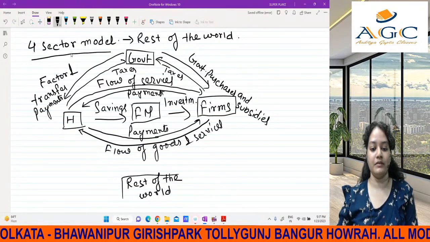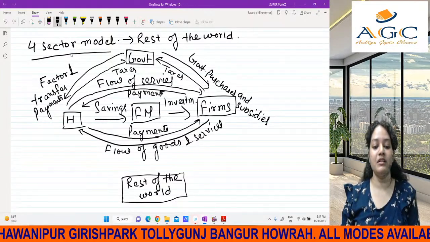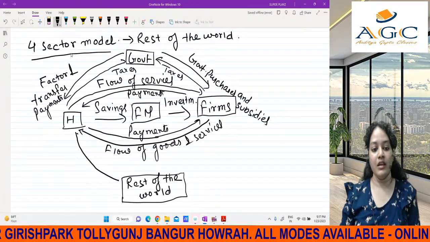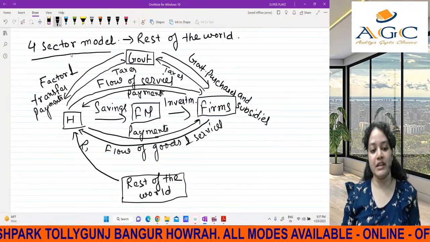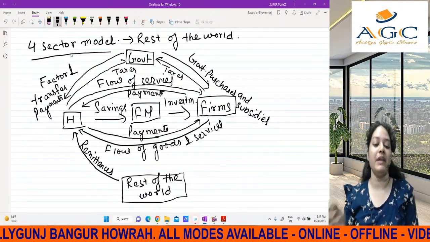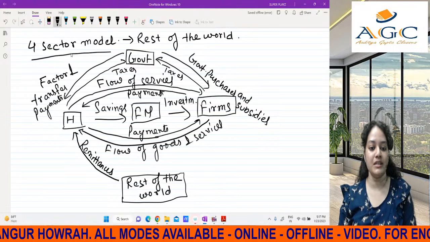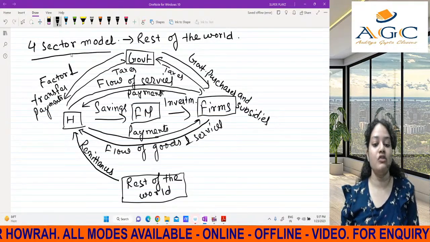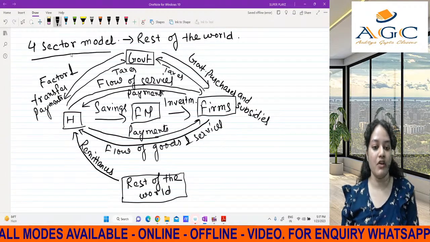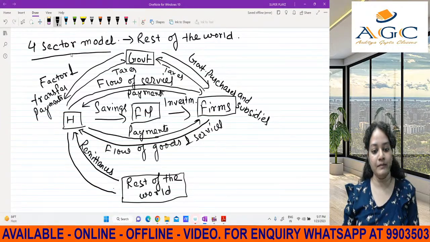So rest of the world. Now what is happening here? From the rest of the world or from the foreign sector to the household, what is getting paid? Foreign remittances. As in, if you are working for a foreign sector, you are getting paid for that. So that comes under your foreign remittances. That is called your foreign remittances. That is your appropriate or exact word. So from the rest of the world to the households, if you are working for a foreign firm, you are receiving foreign remittances. And from the household to the rest of the world, what is happening?